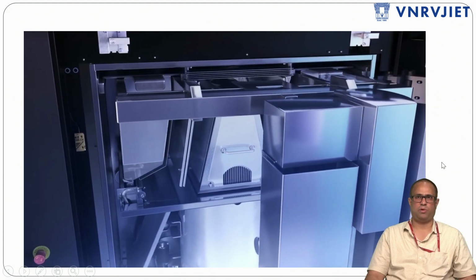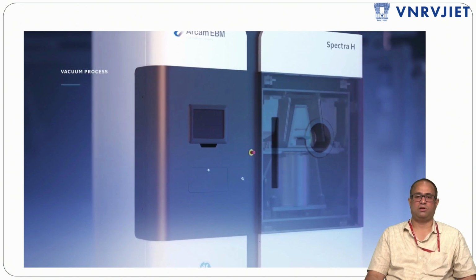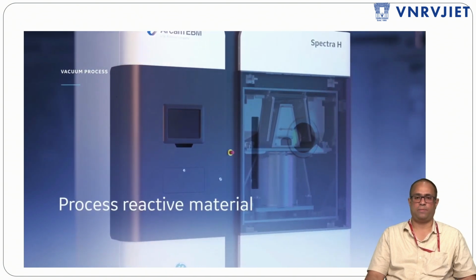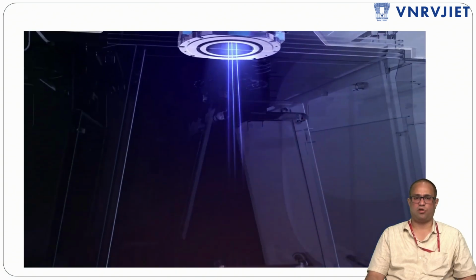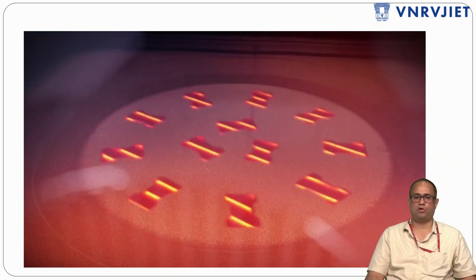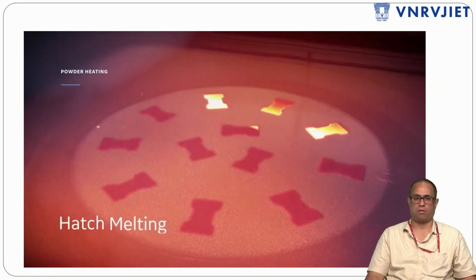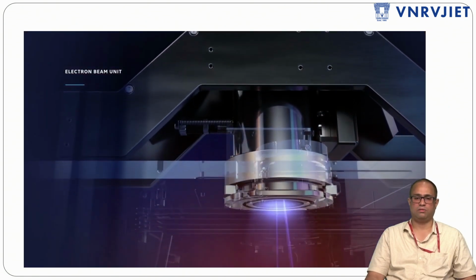As you can see, this powder is going to be fed in a closed chamber and clean environment. The tungsten filament is going to emit the electrons, and complex contour melting is going to happen, evenly supplied. You can see the bombardment of the electron beam, and complex contour profile and contour melting also happen. Powder heating and contour melting, you can see here. Hatch melting.